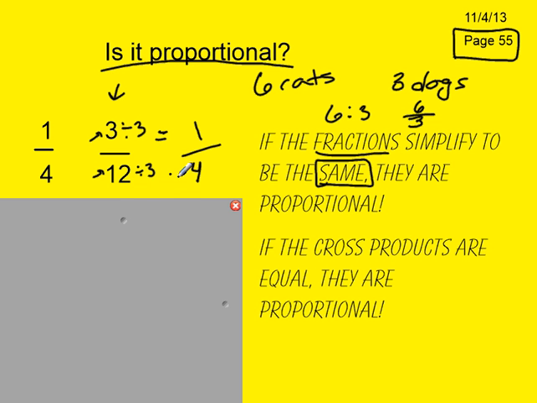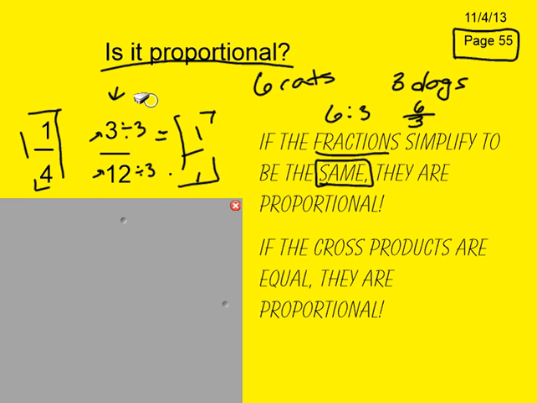You have to know them. So that's why extra math is so important for you. So if you look, our first fraction was 1/4, and our second fraction simplifies to 1/4. So 1/4 and 3/12 are proportional. There is a proportional relationship that exists there.